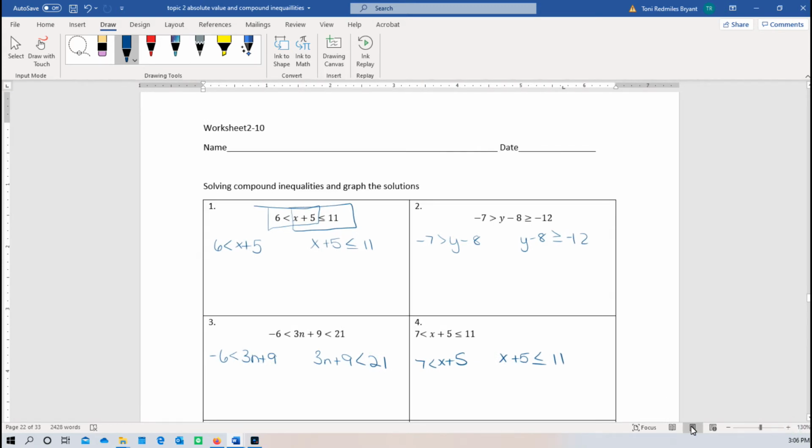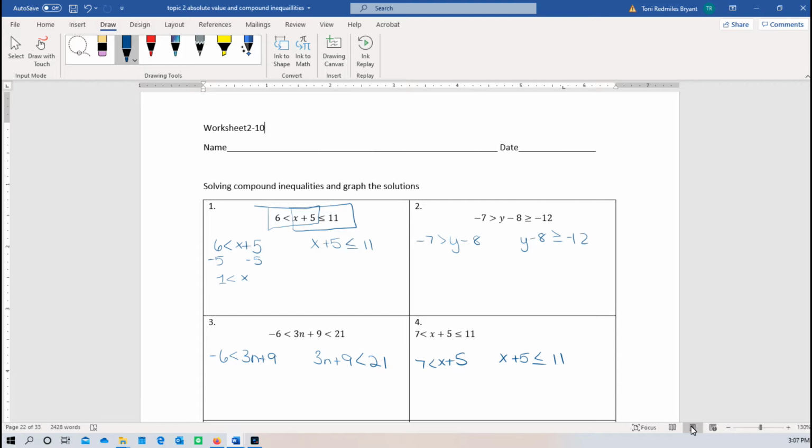All right, so let's work on these four first. So I got to solve this as if it's an equal sign. First, I'm going to subtract 5 from both sides. So that's going to be 1 is less than x. Just that easy, right? Just like you would any other equation solving.